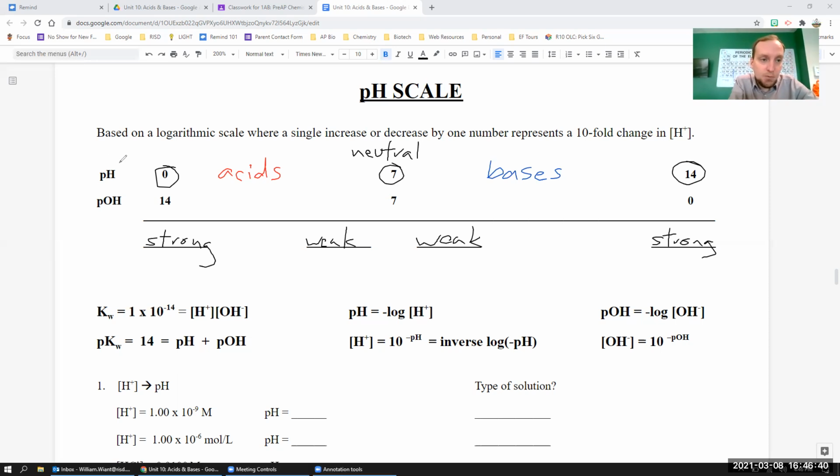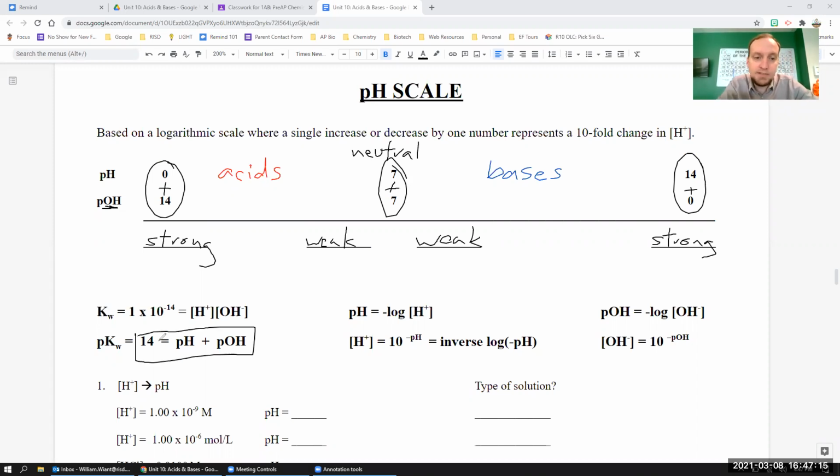What I also want to point out is that we have these two here. We have a pH and a pOH. Basically what that is, again, is a measurement of the H plus concentration, or in this case, a measurement of the OH concentration, the hydroxide. Now, pH and pOH are tied together because if you look right here at neutral, 7 plus 7 gives you 14. 14 plus 0 gives you 14, and 0 plus 14 gives you 14. So basically, like it says here, if we add pH and pOH together, we always get a total of 14.